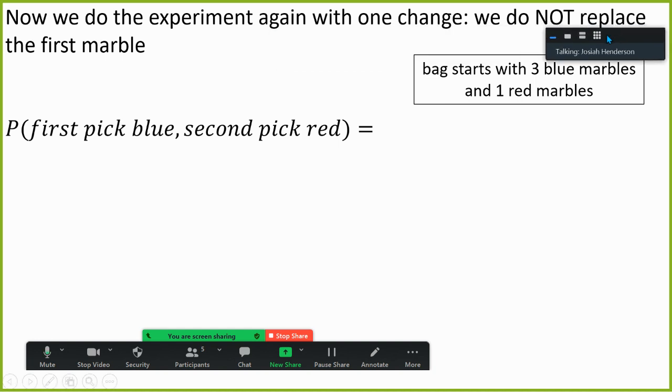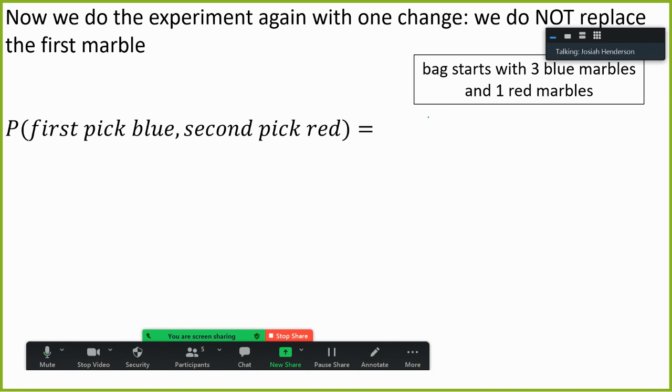Now we want to do the experiment again with one change. We do not replace that first marble. So here's a reminder in my box. The bag started with 3 blue and 1 red. Before we do the probability here on the left, I want to map it out again. And if it's okay with you guys, I'm going to not do the different colors, just for time.